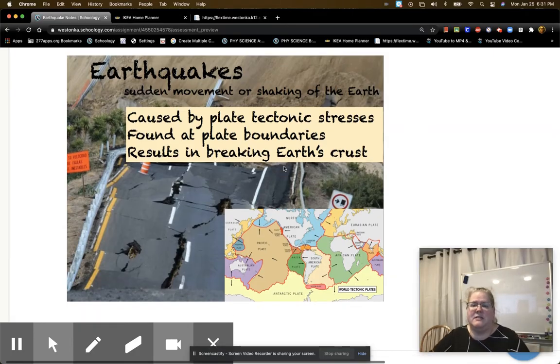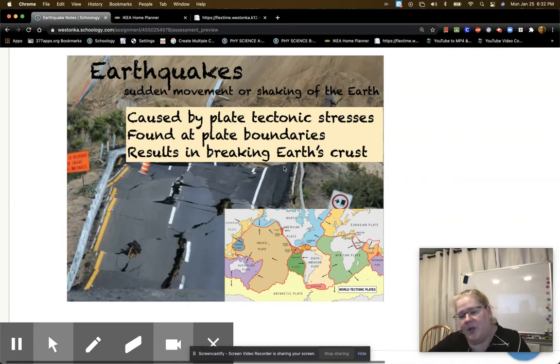It's caused by plate tectonic stresses, usually found at plate boundaries, resulting in the breaking of Earth's crust. Now, there are some other things that can cause earthquakes, like hot spots in magma chambers, but for the bulk of our earthquakes, they're at plate boundaries. And that was actually how we figured out where the plate boundaries were, because during the Cold War, we wanted to know what kind of atomic bombs were being set off by the USSR. So we set up about 120 seismographs around the world to kind of pay attention, because that can tell you how deep and where something is by those waves that come out.